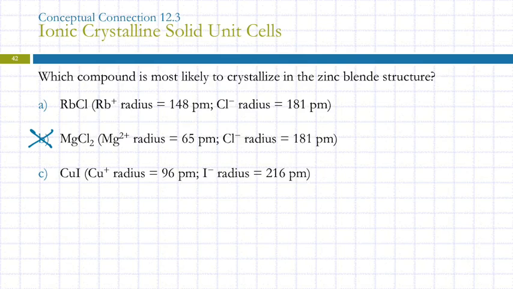And so what we're going to do is look at which one has the biggest difference in size between the ions. So here we have 148 and 181. Here we have 96 and 216. So even without getting out your calculator, this is smaller than the smallest, and that's larger than the largest. So this has got the biggest difference. So we would choose this one based on the size difference. Whichever has the biggest difference is it. The zinc blend is for a 1-to-1 ratio with a large size difference.